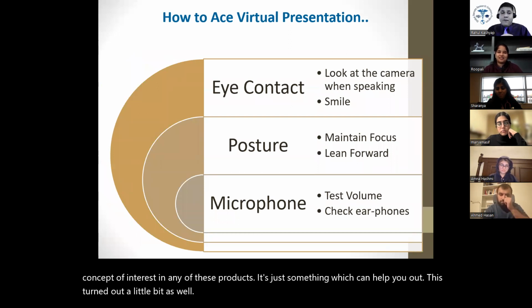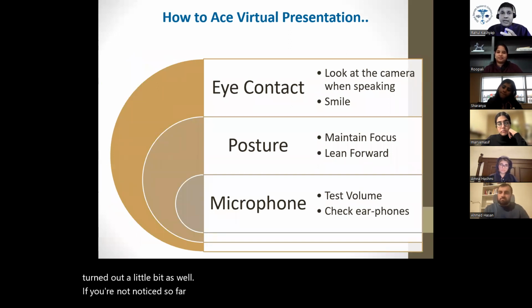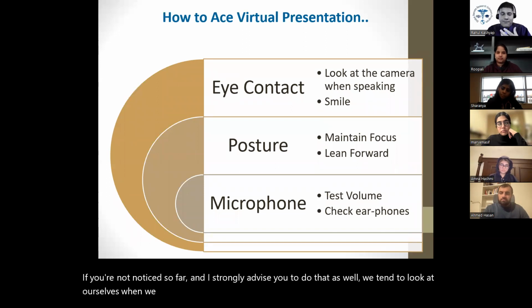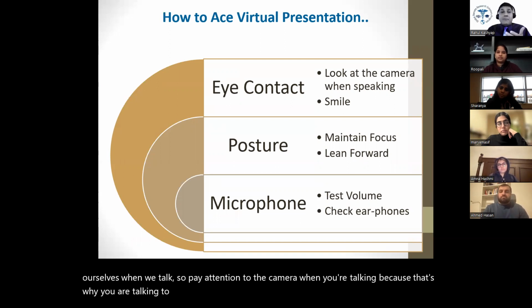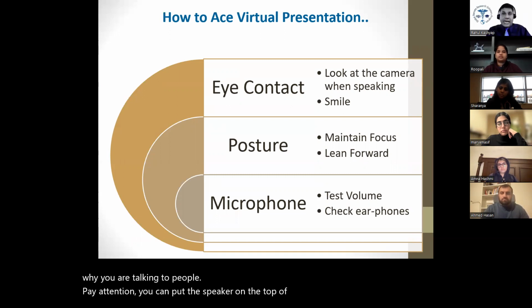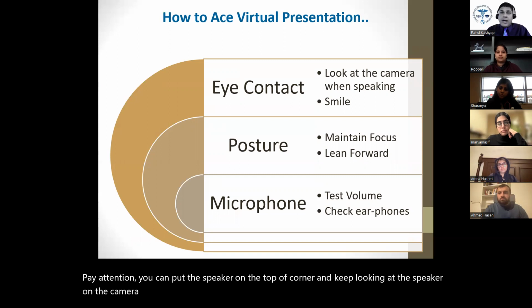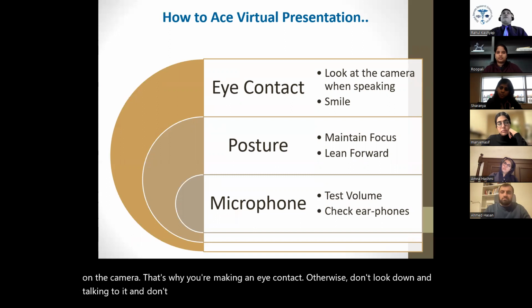If you have not noticed so far, and I strongly advise you to do that, we tend to look at ourselves when we talk. So pay attention to the camera when you're talking, because that's where you are talking to people. You can put the speaker on the top corner and keep looking at the speaker and the camera. That's where you are making eye contact. Otherwise, don't look down while talking, and don't keep looking up at the roof or ceiling. That is not a good strategy. Make eye contact.